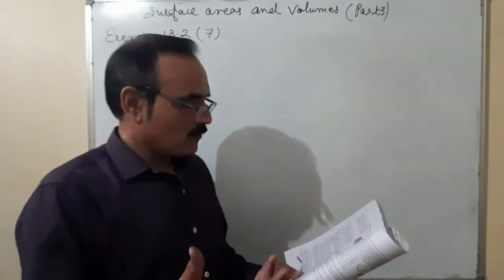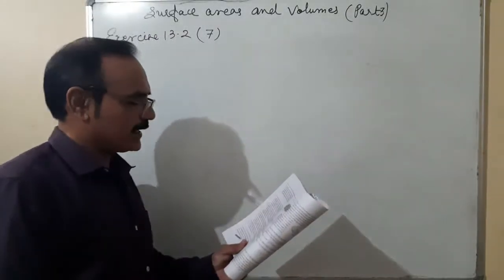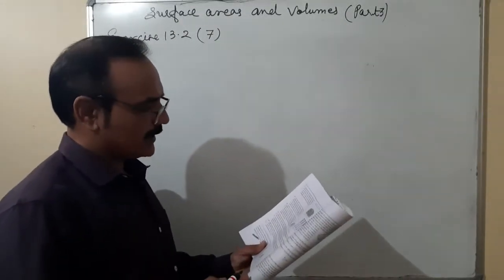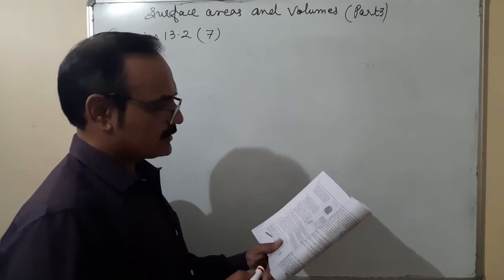So this is a system. One is a hemisphere. On the hemisphere there is a cone. So making a diagram: a solid consisting of a right circular cone of height 120 centimeter and radius 60 centimeter.